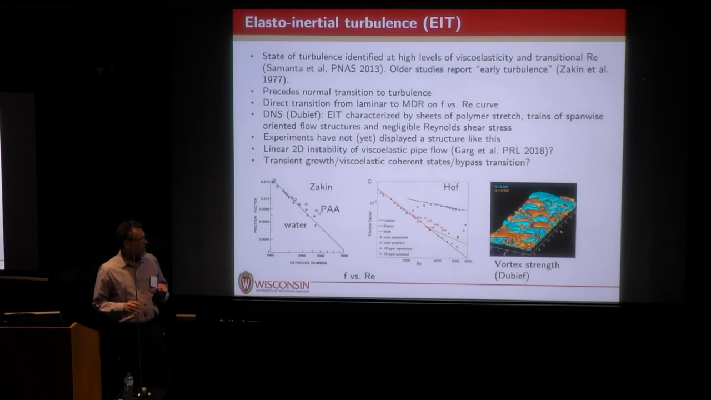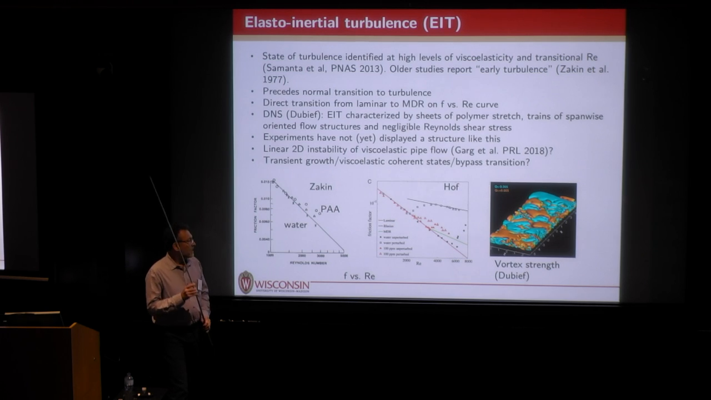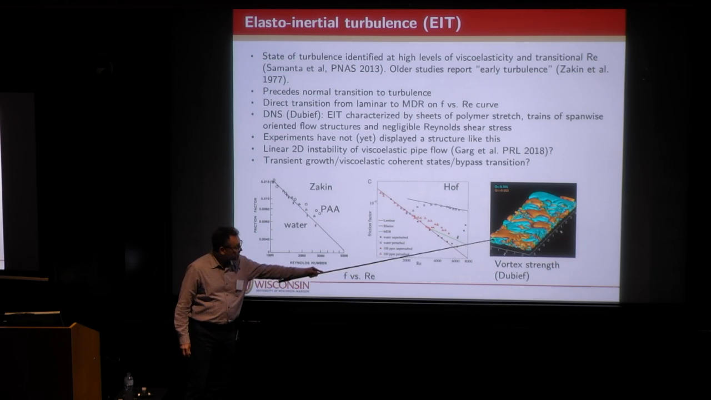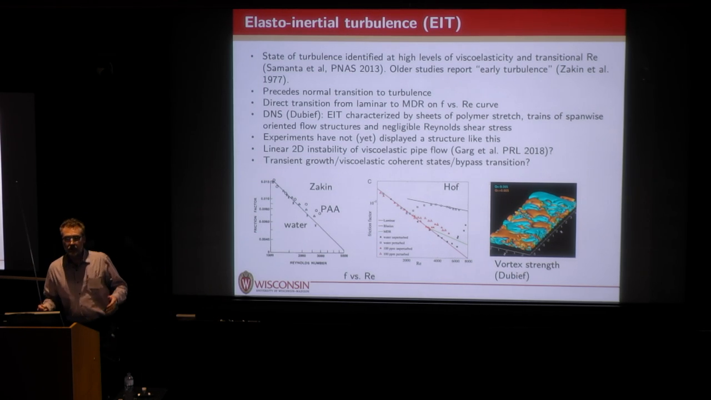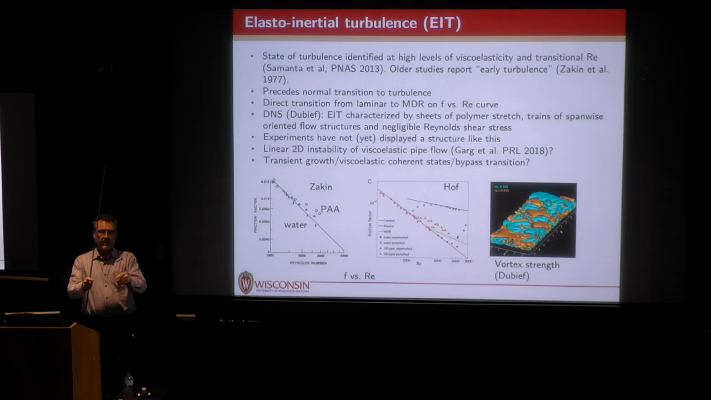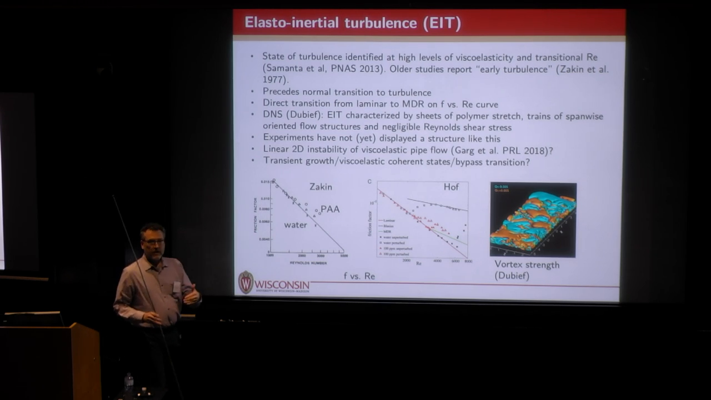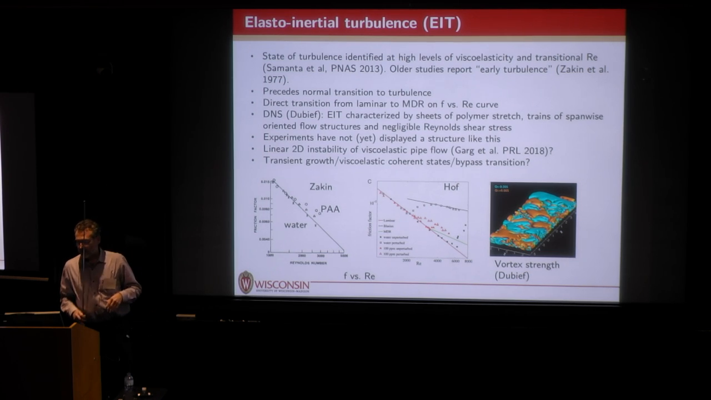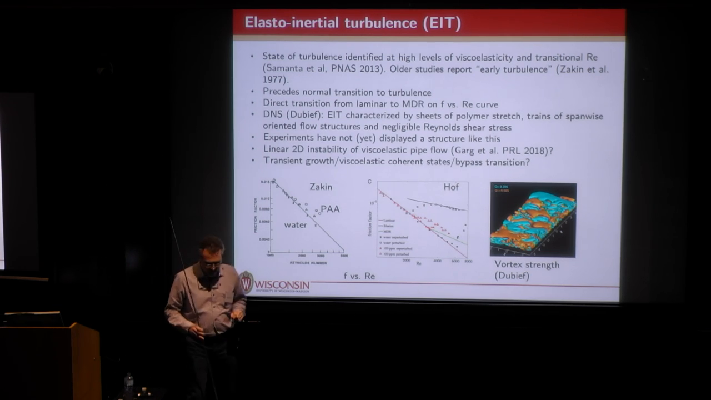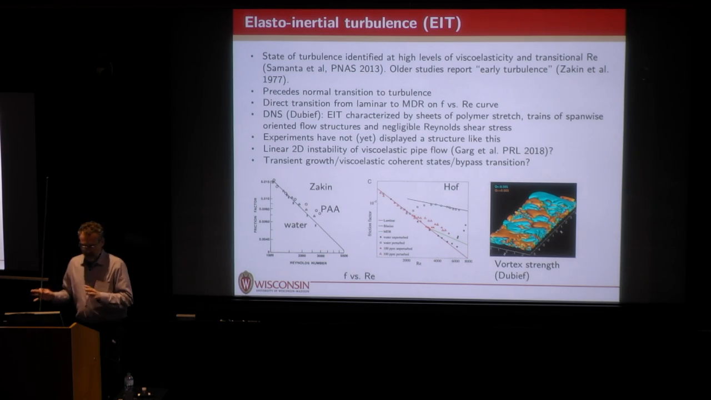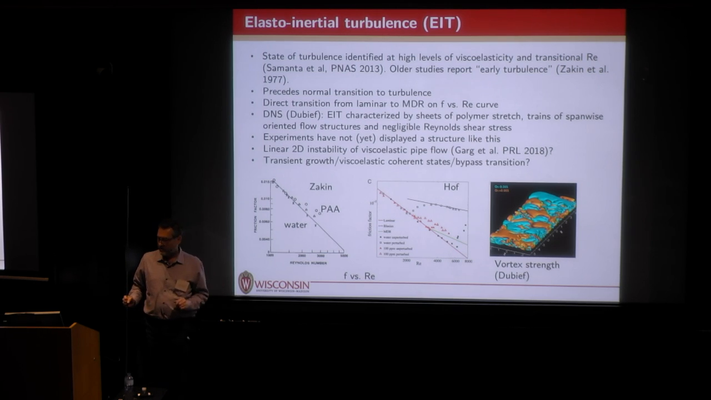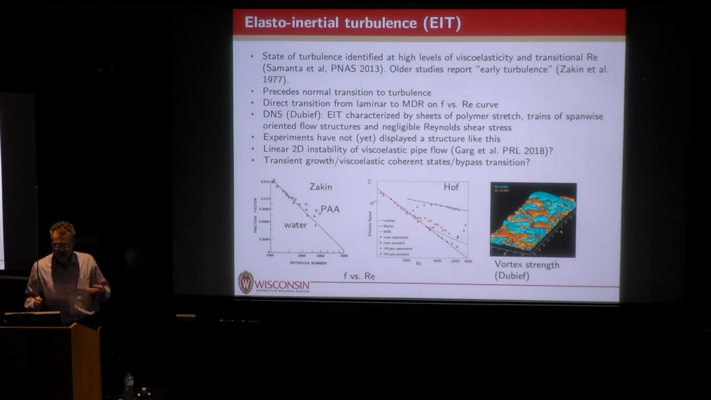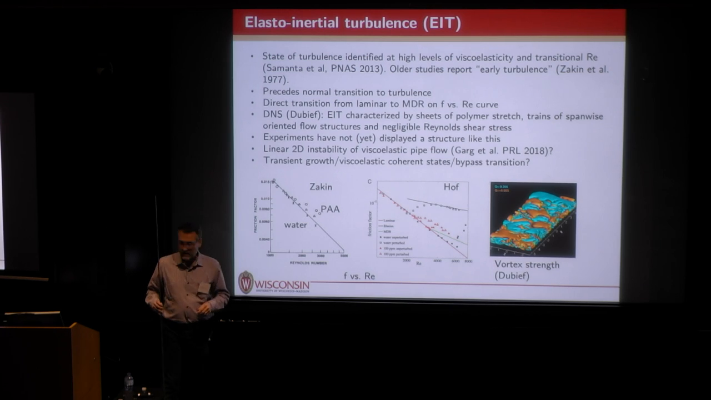There are some experiments from Björn Hof's group and computations from Yves Dubief's group, where they found, this is a picture from Yves, very weak vortex structures that were not aligned in the streamwise direction, but aligned in the spanwise direction. So that's a very different structure than you find in Newtonian turbulence. And this regime at high levels of viscoelasticity, relatively low Reynolds numbers, was called elasto-inertial turbulence. That's going to be part of one of the topics of my talk today, and we'd like to gain some fundamental understanding of this phenomenon.